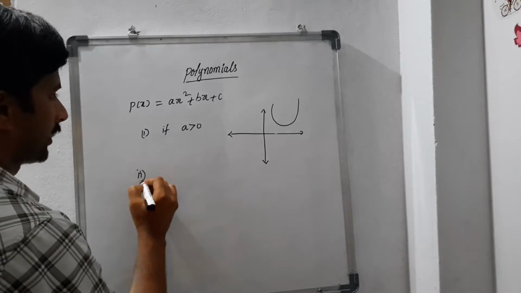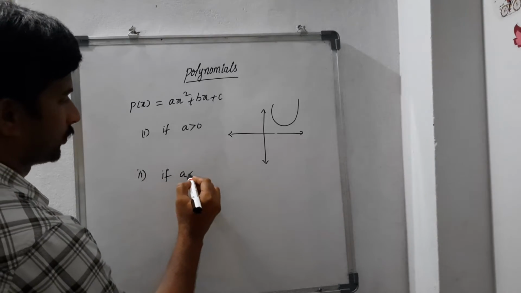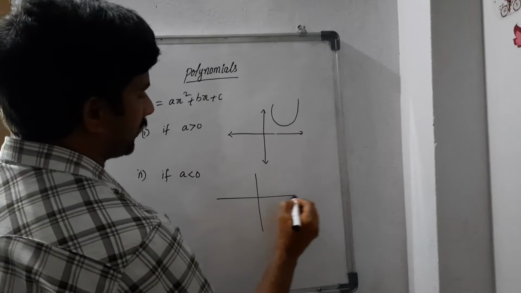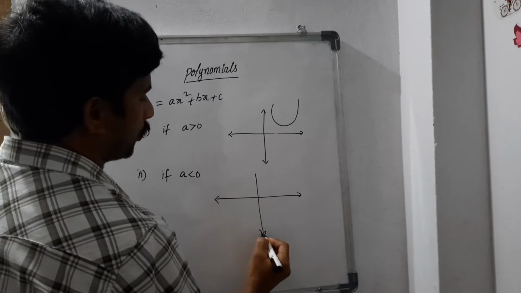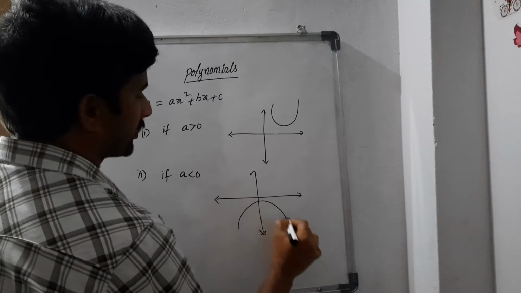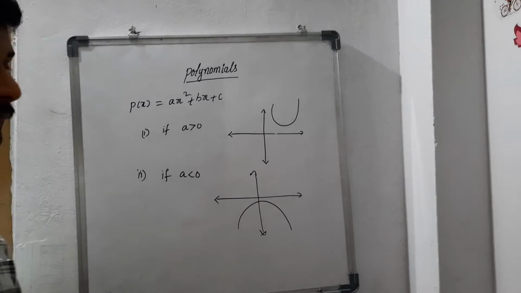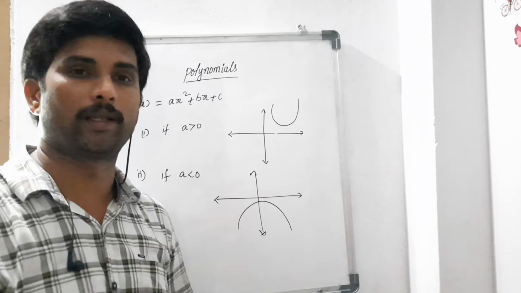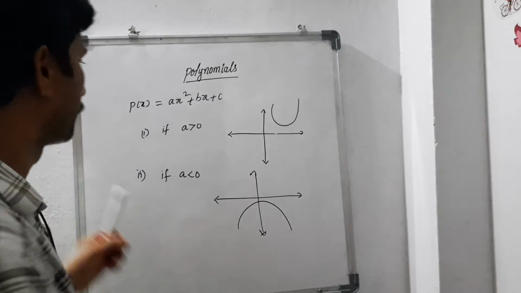The second condition: if a less than 0, meaning the x square coefficient is negative, then the graph of the parabola opens in the downward direction. So this is about a greater than 0 and a less than 0. Clear?